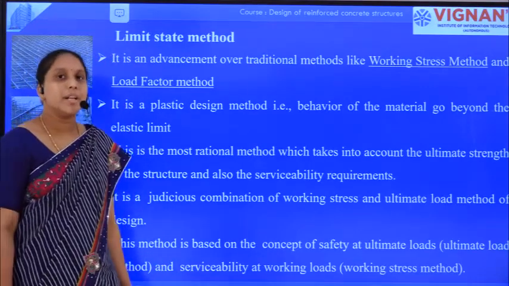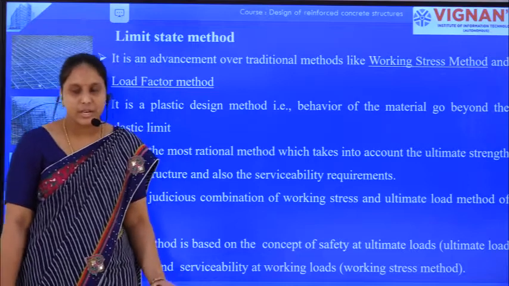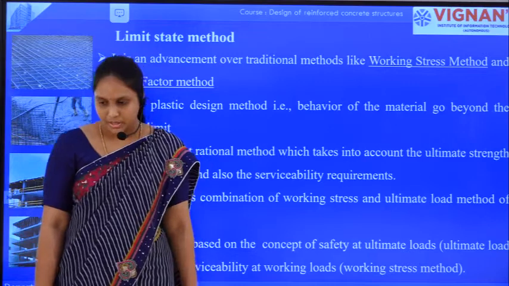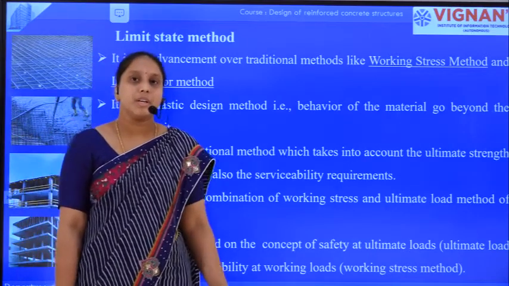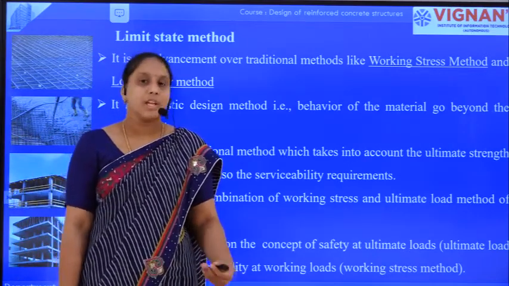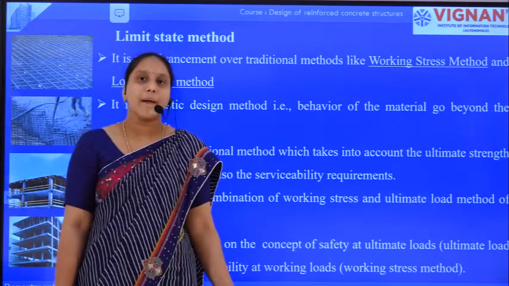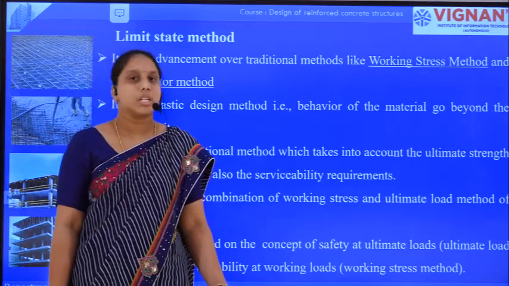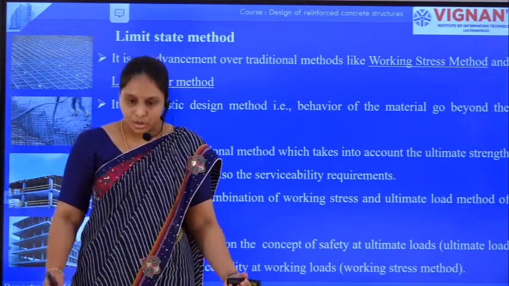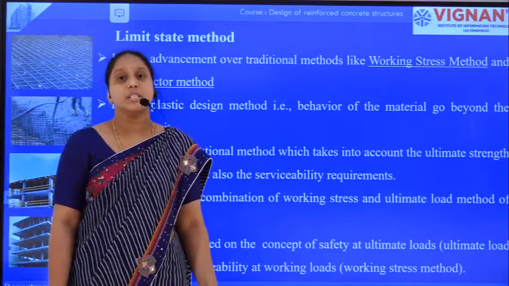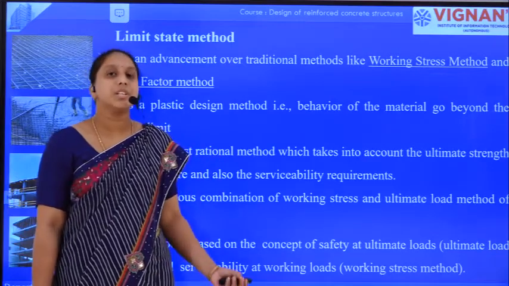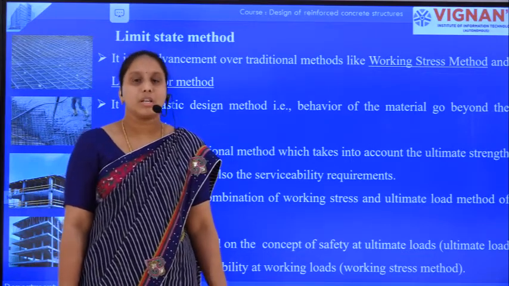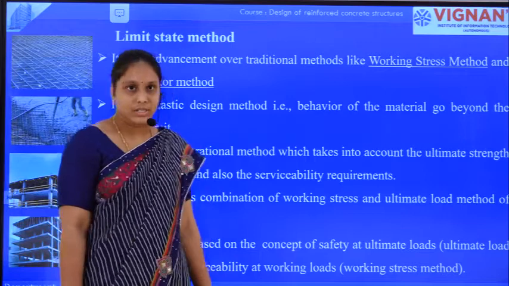So what is meant by limit state method? In the previous lecture we have already discussed the working stress method and the ultimate load method. In the working stress method and ultimate load method, there are many drawbacks. Due to the drawbacks in those methods, they are not used in the design of RCC structures. Nowadays in the design of RCC structures, the limit state method of design is used. Now we'll see what the limit state method of design is.